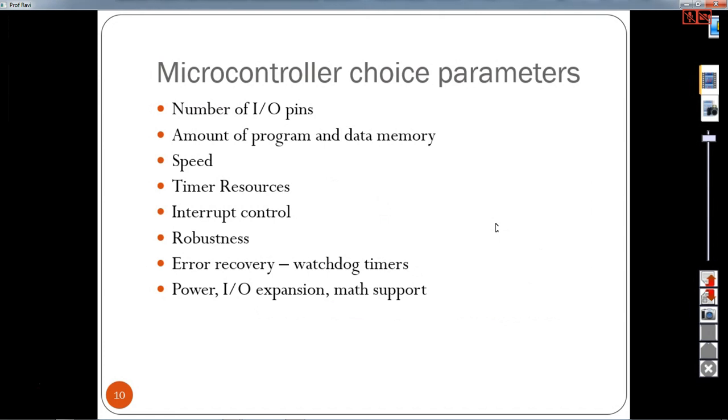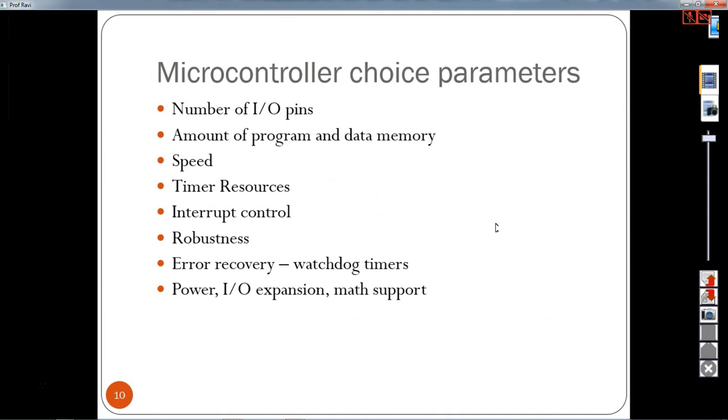This is very important. When an error occurs, if a watchdog timer is available on chip, it automatically restarts your system, so that your controller will be on the safer side.